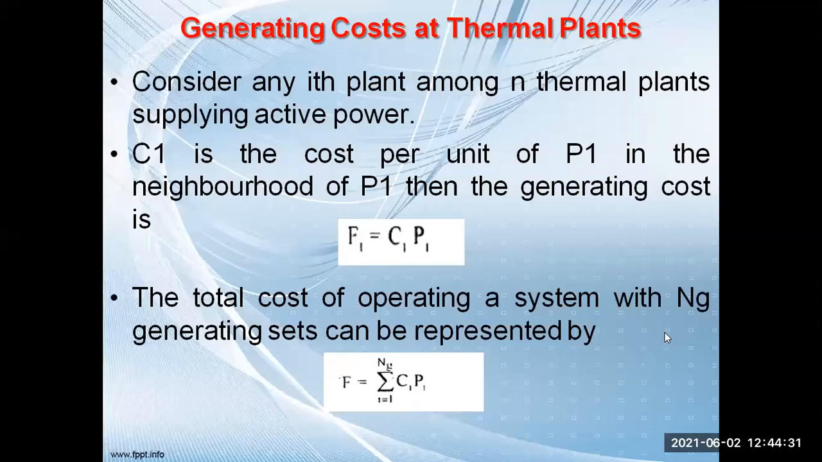Now we'll come to the generating cost of a thermal power plant. Let us consider any ith plant among the n thermal plants. Let us say C1 is the cost per unit of P1. P1 is any power station with some capacity, let us say 200 megawatt. The per unit cost of that plant is C1, that is, per megawatt cost is C1, and P1 is the generating capacity.